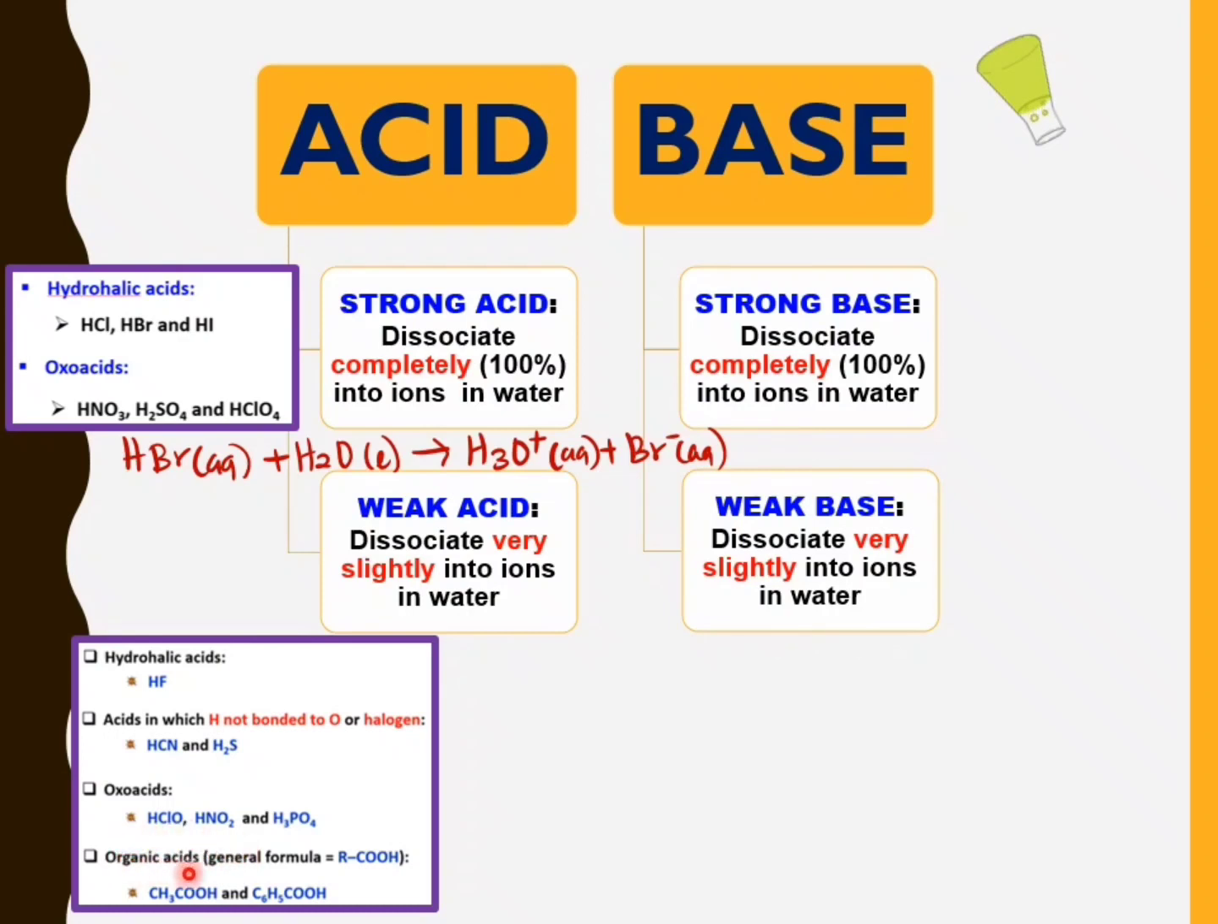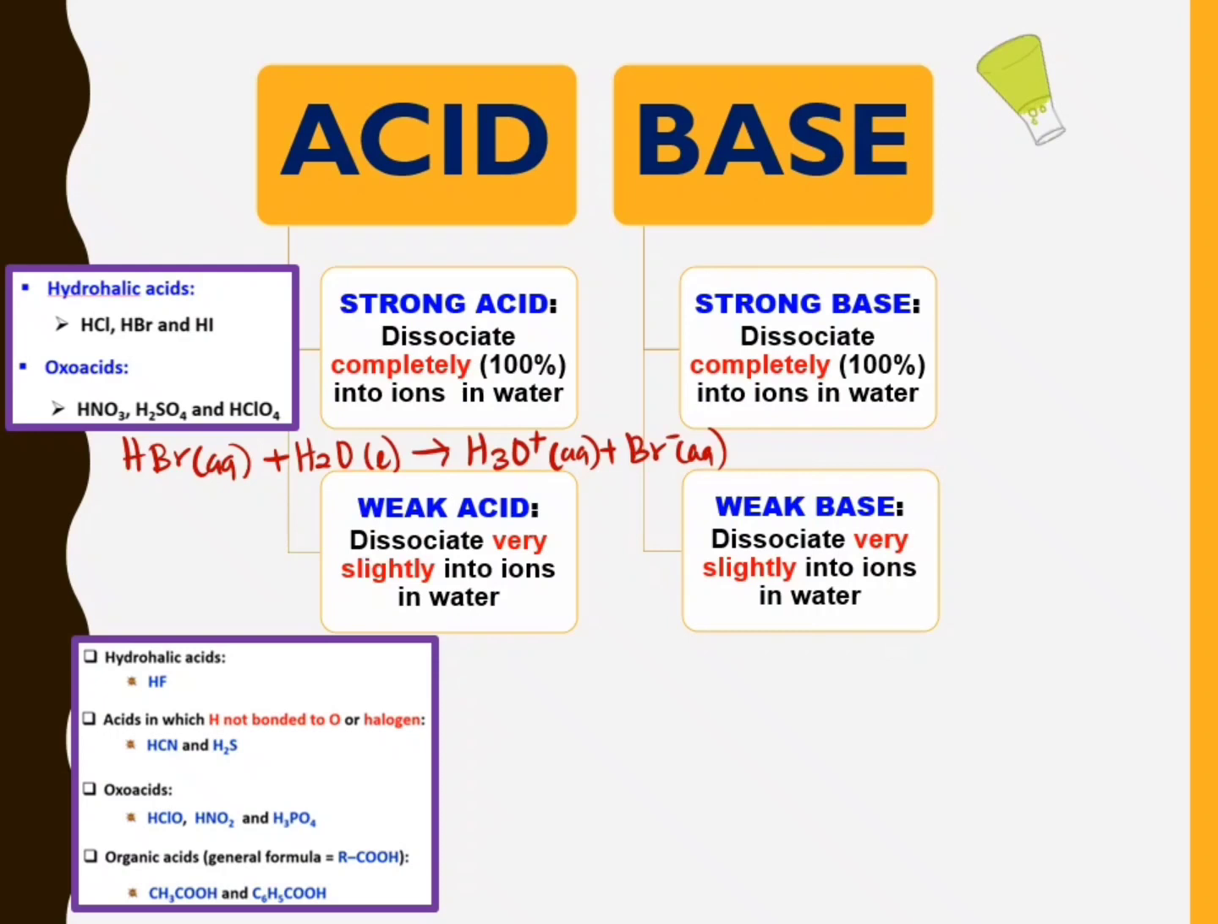Okay, and the last one kita ada organic acid. Organic acid ni adalah carboxylic acid. So all carboxylic acid dikategorikan sebagai weak acid. Okay, so if you write the equation for weak acid, adakah kita akan guna straight arrow? Tak kelas. Kita akan guna reversible arrow. Saya ulang, kita akan guna reversible arrow.